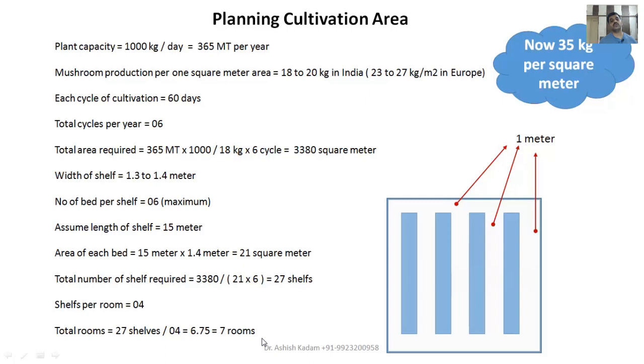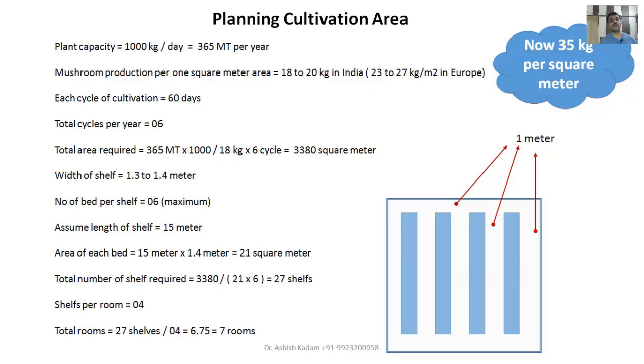Now one point here you need to understand: we are requiring these 7 rooms, but are you going to fill the 7 rooms on a single day? Are you going to start spawning this entire cropping area on a single day? Are you going to fill the bags required for the 7 rooms on a single day? It may not be practically possible, or it may be an inhuman act. So that is the reason we do this process in a certain sequence.